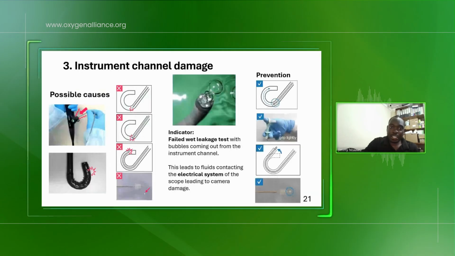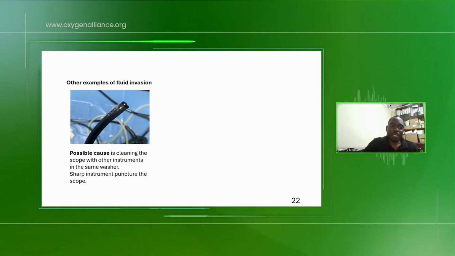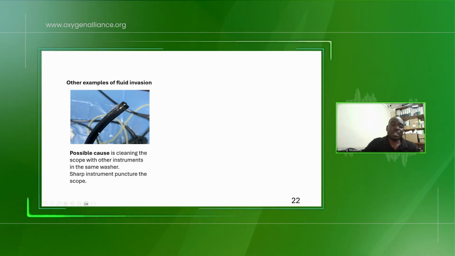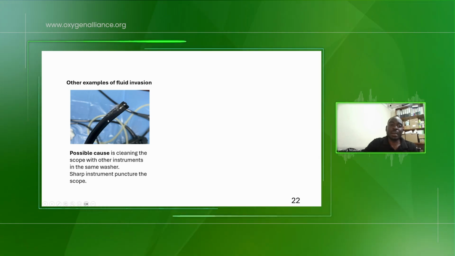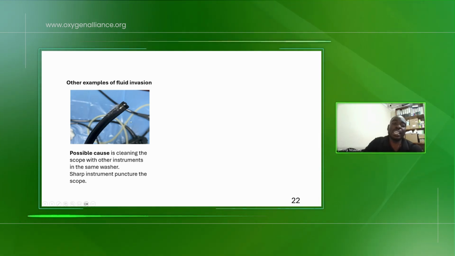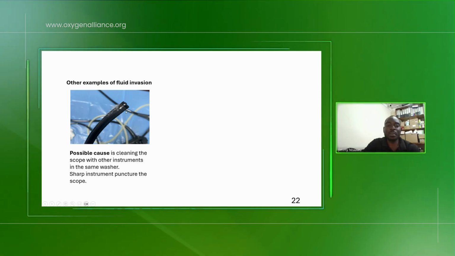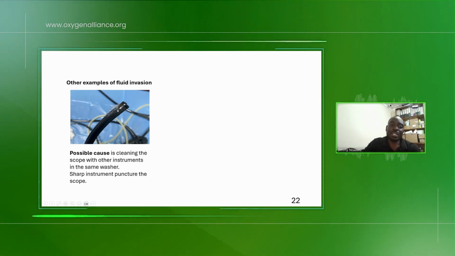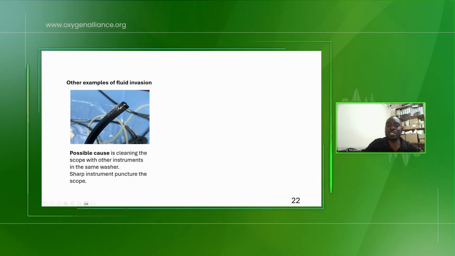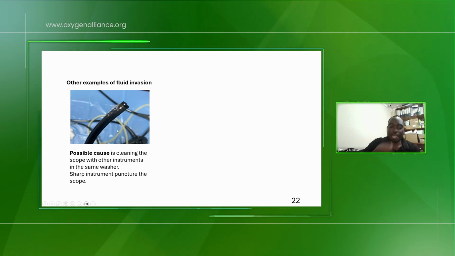Another thing that can cause water invasion into the scope. Another example is this one, whereby this usually happens when the scope is punctured from the outside. When does this happen? This happens majorly when I'm cleaning the scope and I'm also cleaning other instruments in the same basin, so they can puncture the scope. And this you can see especially during the dry leak test. Then you pass a soapy cloth all over the scope, you'll see these bubbles. So this can be identified during the dry leak test.